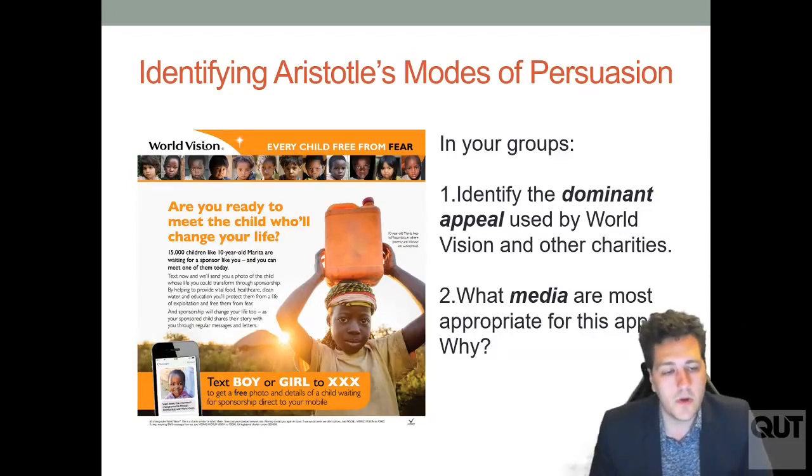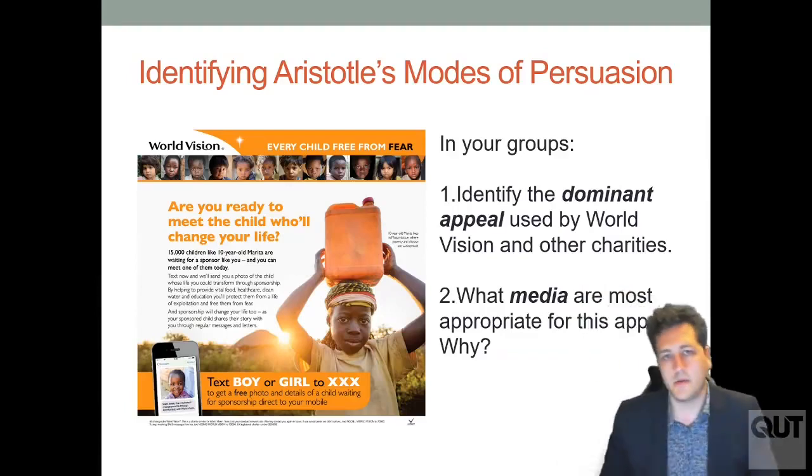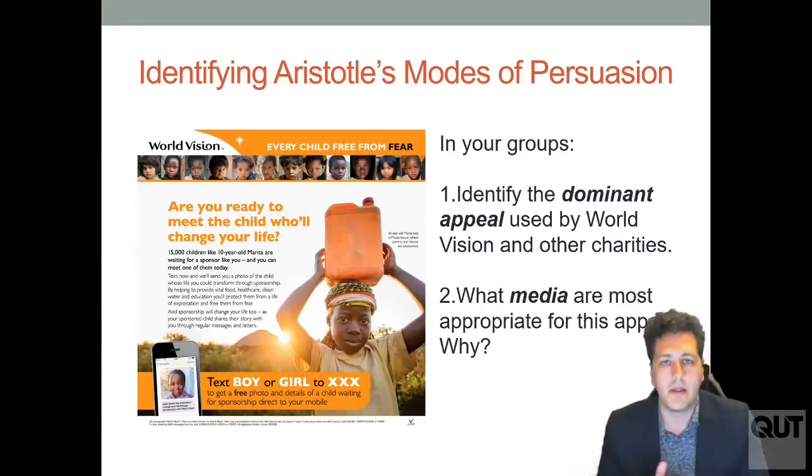Does anyone want to jump in and chime in with what their group thought the dominant appeal used by World Vision was? We thought that it would be the ethos. Ethos? Yeah. Pathos. Sorry. Yes. So ethos is appeal to authority and credibility. Pathos is an appeal to emotions. So you think it was an emotional-based appeal then? Yeah, we thought it was definitely.